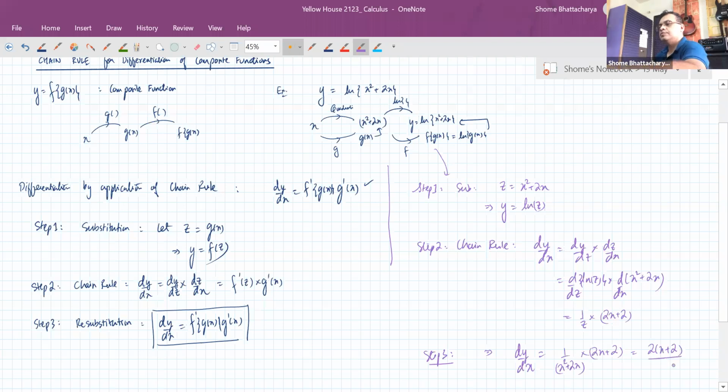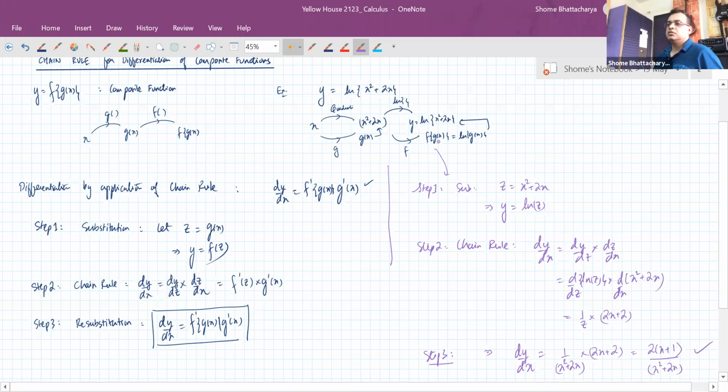So write this. So this becomes the final derivative in this particular case, where the example function that we took is y is equal to natural log of x square plus 2x. So for this example function, we got finally that the derivative dy by dx is this by applying the chain rule like this. Okay.